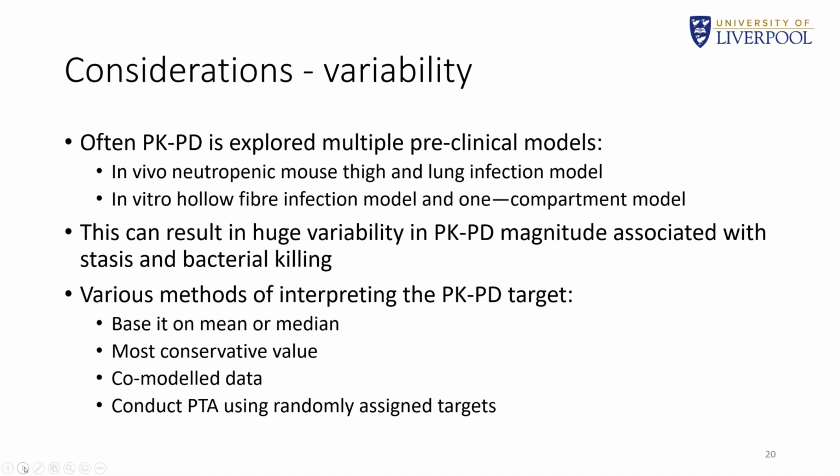And actually, in reality, it's not just using different models that gives you that variability. If you're just developing data from a single mouse model across multiple strains, you will get a large amount of variability that's associated with stasis and bacterial killing. And there are various methods of interpreting that PK/PD target. So when you have all of this data, you have to consider what you're going to use. Do you use the mean or the median? Do you use the most conservative value? Do you model all of the data together? Or do you consider all of the targets and use those in your PTA? I'm going to come back to these points later when talking about PTA to put a bit more information around this.